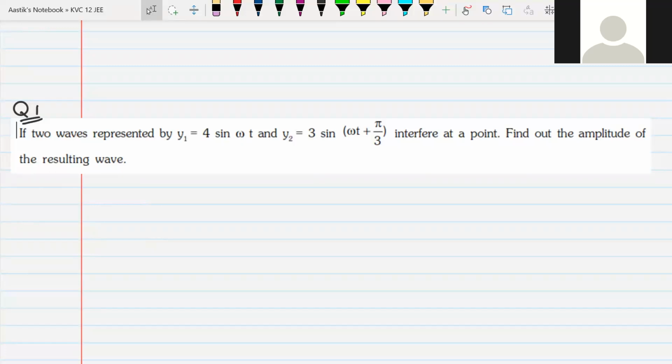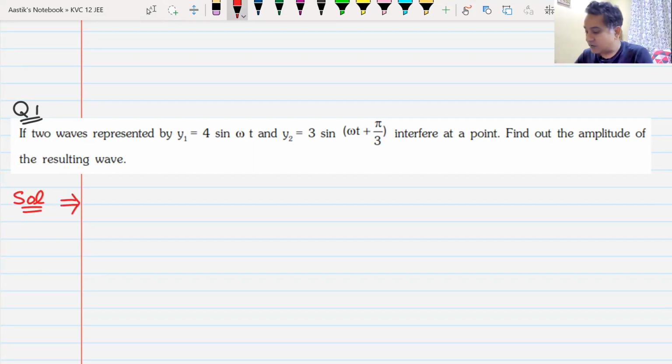Yes, but anyone with an answer? Route 37, sir. I have an answer. Well done, beta. What about the others? Do we have an answer from others as well? You have to find out the resultant amplitude. And what you need to do?